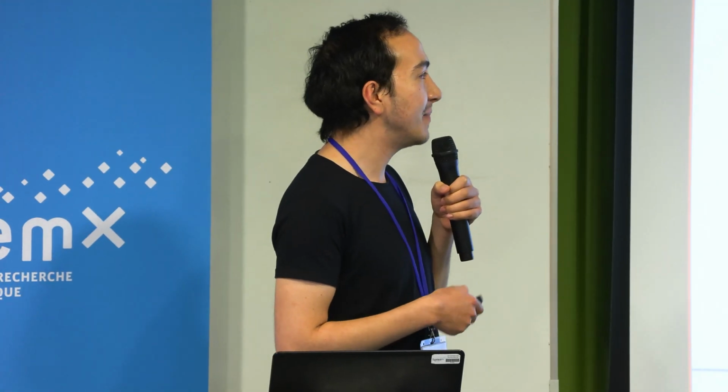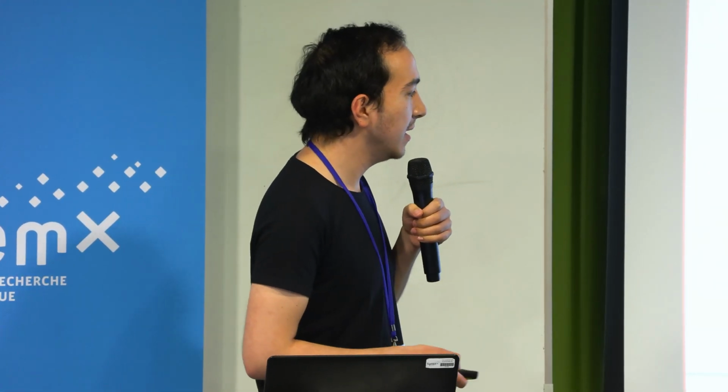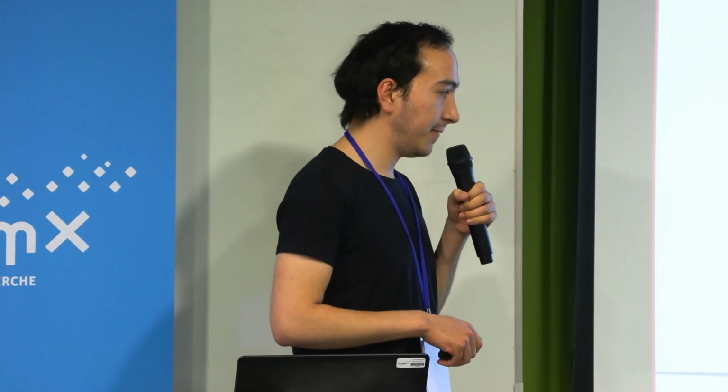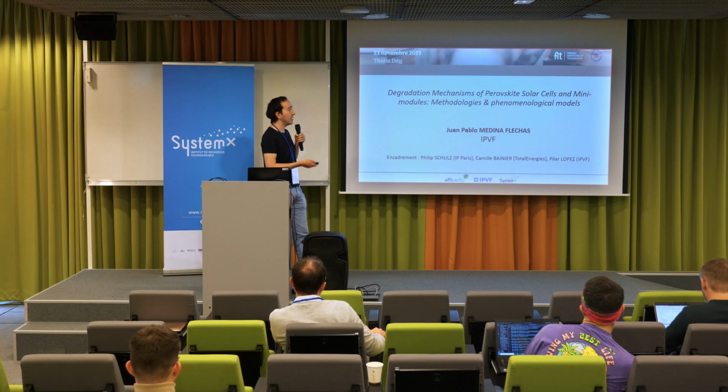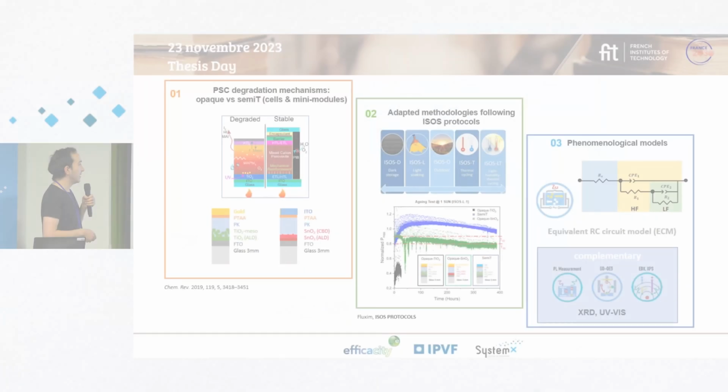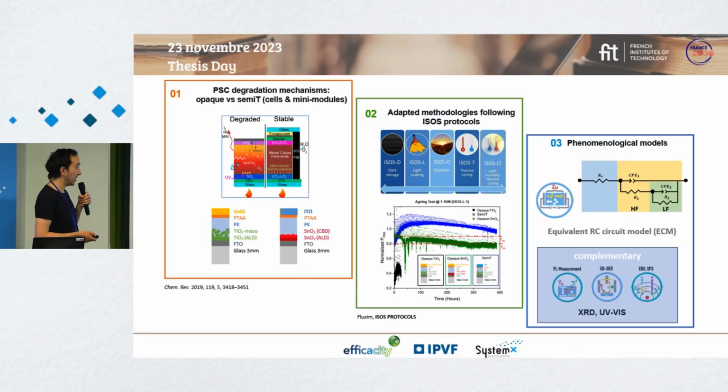So my PhD is an industrial PhD done between IPVF, TotalEnergies, and the CNRS. And the topic is the degradation mechanisms of perovskite solar cells and mini modules, with the aim of developing methodologies and phenomenological models of what is happening. So this is the general context.